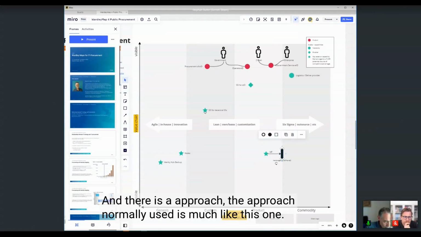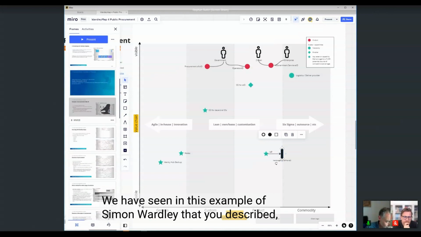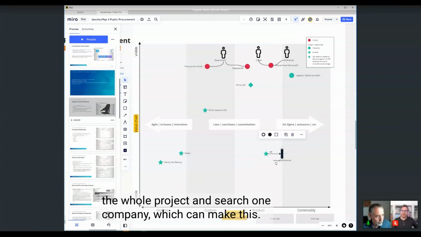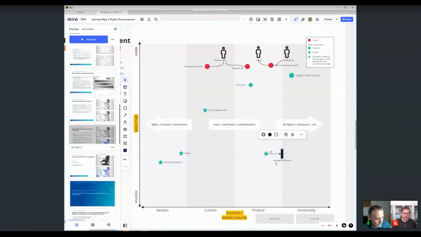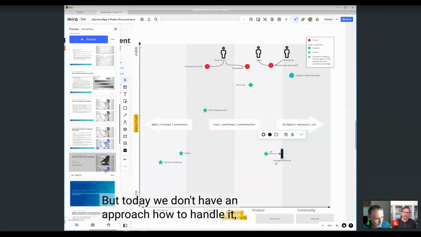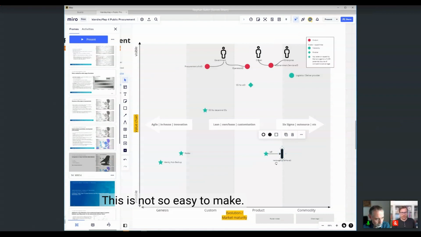And there is an approach. The approach normally used is not like the one we have seen in this example of Simon Wardley, where you describe the whole project and search for one company which can make this. But today we don't have an approach for how to handle it, so that you can split procurement so fine-grained to 10 teams. This is not so easy to make.